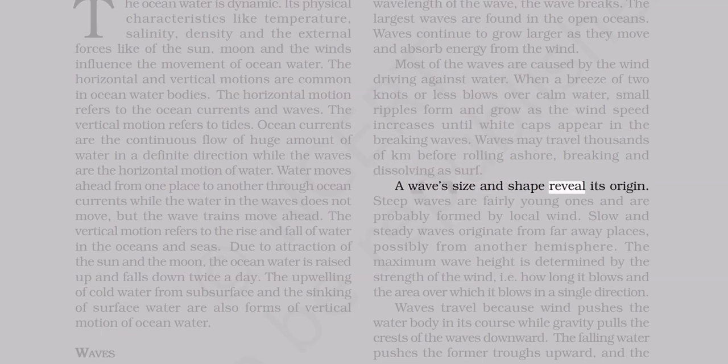A wave's size and shape reveal its origin. Steep waves are fairly young ones and are probably formed by local wind. Slow and steady waves originate from faraway places, possibly from another hemisphere. The maximum wave height is determined by the strength of the wind, i.e. how long it blows and the area over which it blows in a single direction.